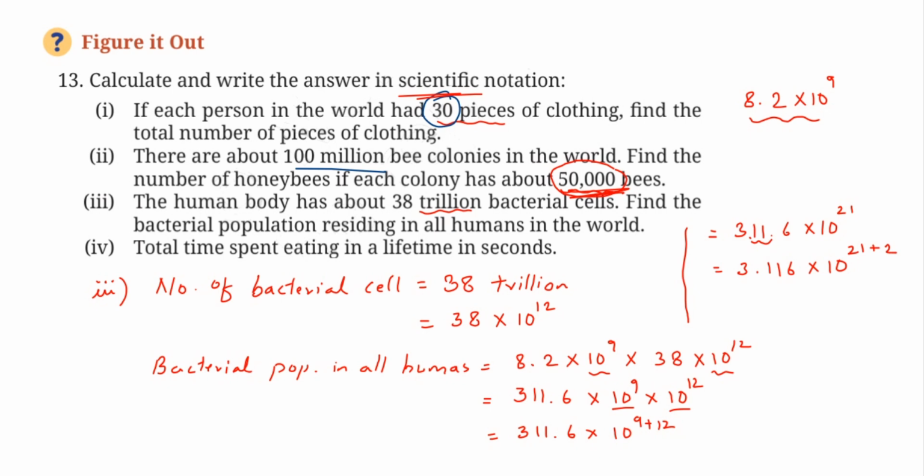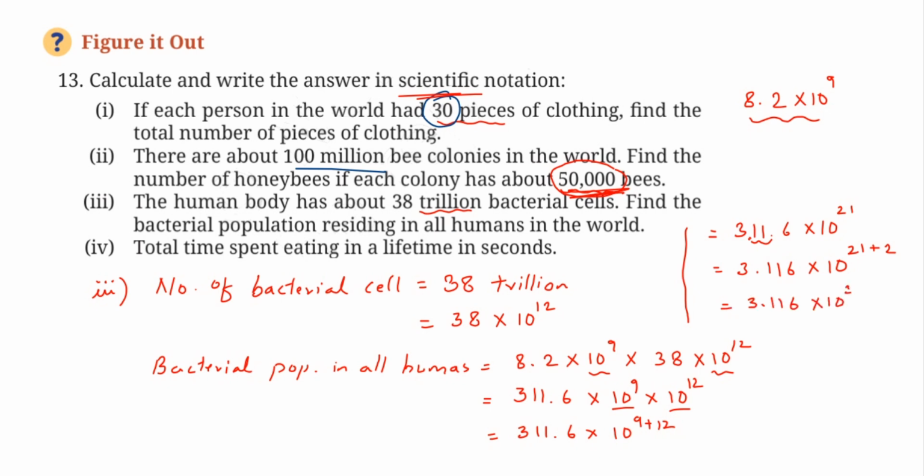Now if you don't want it like this, what you can do is, I want the decimal point right after 3. So how many digits is the decimal point moving? 2. So you multiply and divide by 100. That is the other way of doing it, which includes 2 to 3 extra steps, or else you can use this short method. So we get 3.116 times 10 to the power 23.